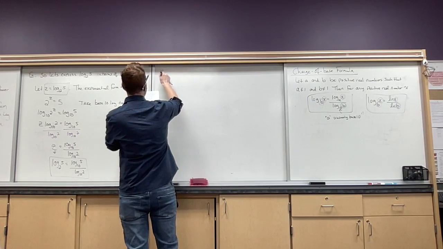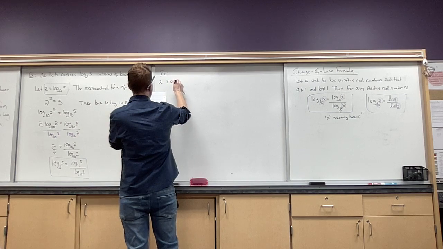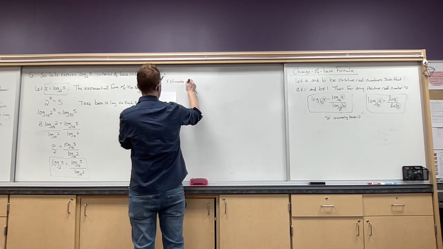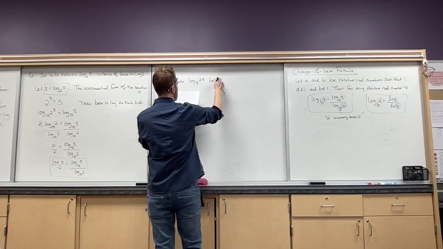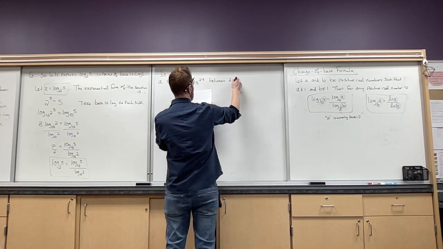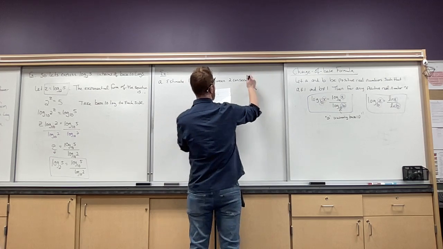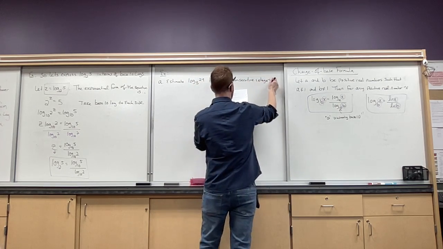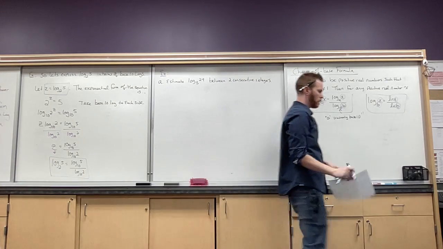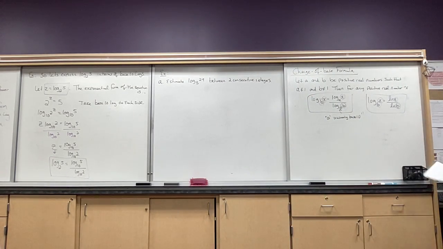So example. So part A, just estimate log base 3 of 29 between two consecutive integers. Okay, we're gonna use a little estimation here, and then at the end we're gonna check to see if we're close to it.